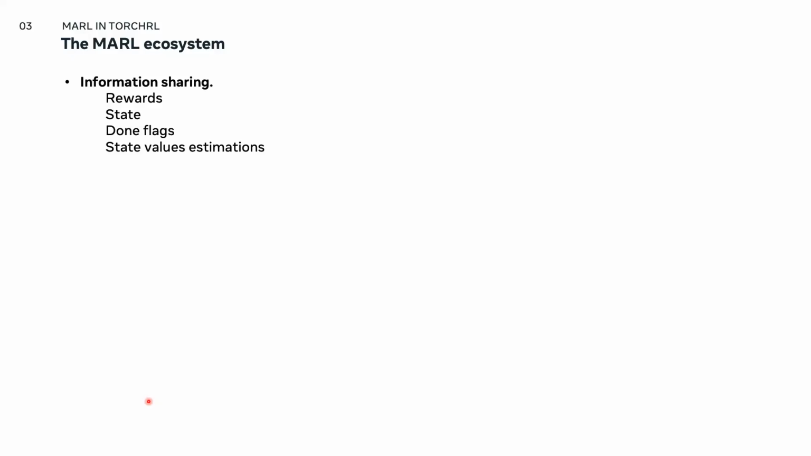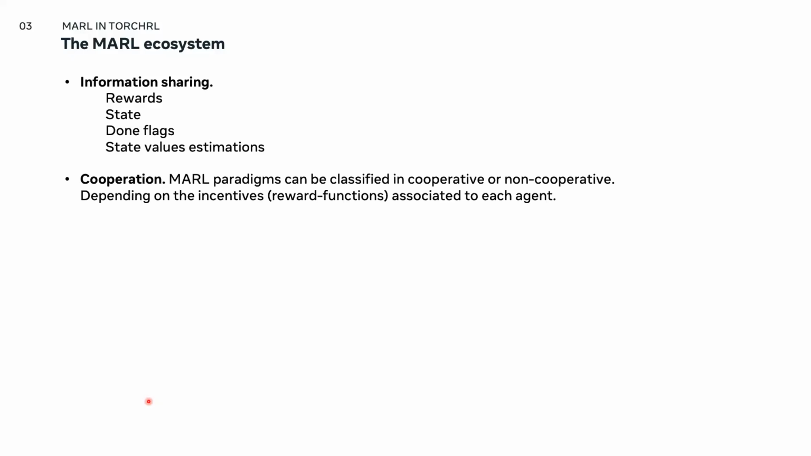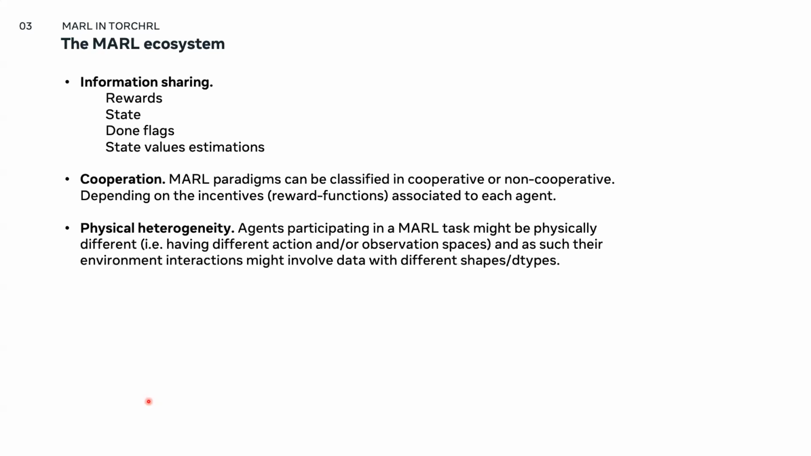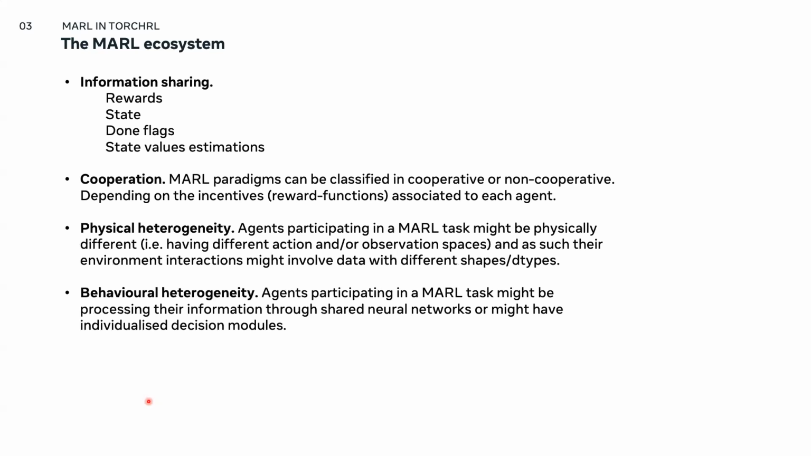We can have differences in information sharing, where agents can basically share or not the rewards, the state, the termination states, the state value estimations, and so on, leading to different paradigms. There is also quite a lot of difference in cooperation, where some multi-agent reinforcement learning paradigms can be cooperative and some non-cooperative, and this depends on a lot of things, like the incentives of the agents. There can be physical heterogeneity, where your agents are not the same, and they can have physical differences in their action spaces or observation spaces, and as such their interactions might involve data with different shapes and types.